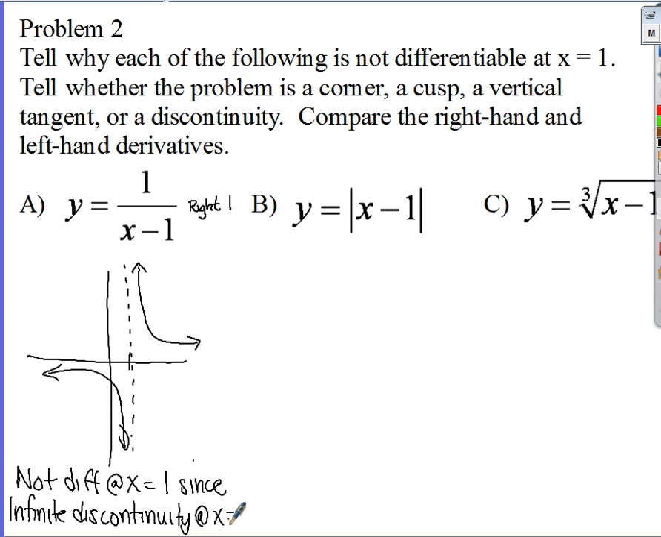At x equals 1, if we think about the limits, the limit as x approaches 1 does not exist. We're going to negative infinity and positive infinity. Those are not real, so that does not exist.